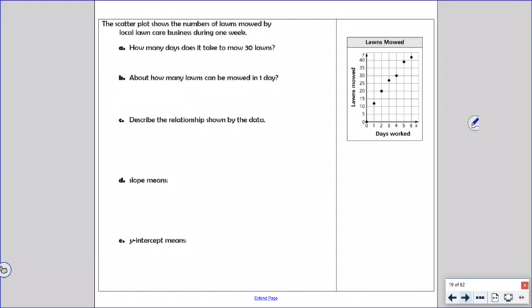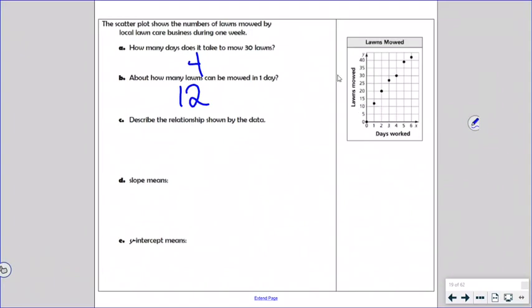All right, how many days does it take to mow 30 lawns? Here's 30 lawns right there. It matches up with that point right there, which matches up with 4 days to mow 30 lawns. How many lawns can be mowed in one day? I don't know. That number is hovering in between 10 and 15. So we'll say 12-ish. If you said 13, if you said 11, not the end of the world.